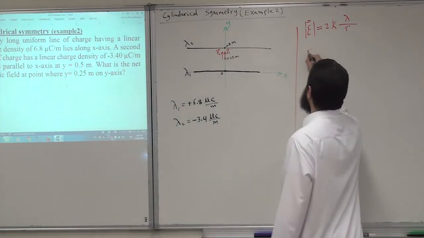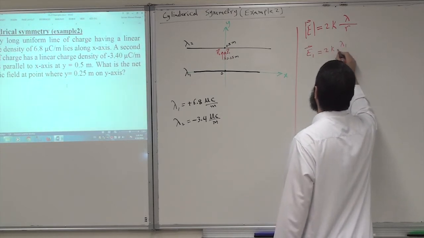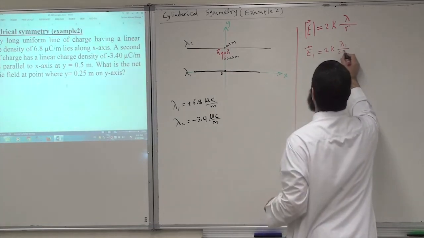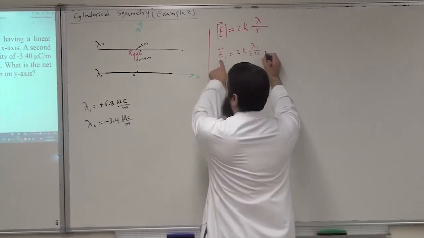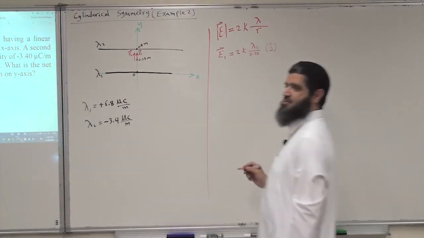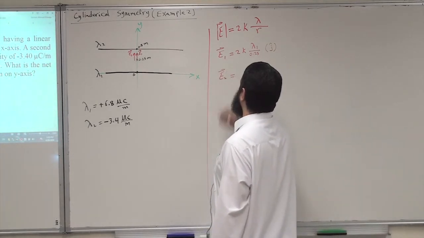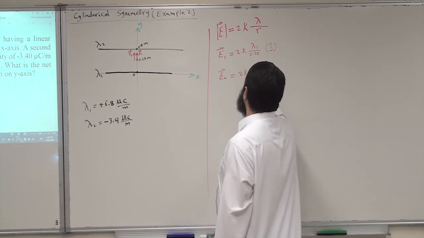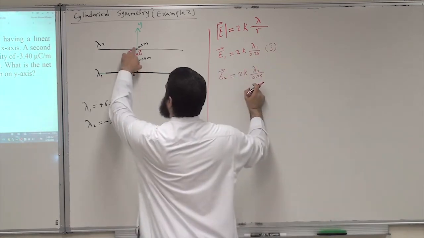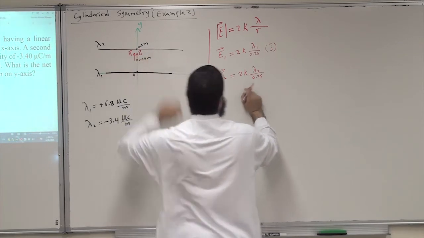Here we can write that E1 is 2K lambda 1 divided by how far you are from lambda 1, which is 0.25 meter. In which direction? It is along the positive y-axis, or positive j. E2 will be how much? It will be 2K lambda 2 divided by 0.25. How far is this point from the line charge? This is 0.5, this is 0.25, so the distance from here to there is 0.25.